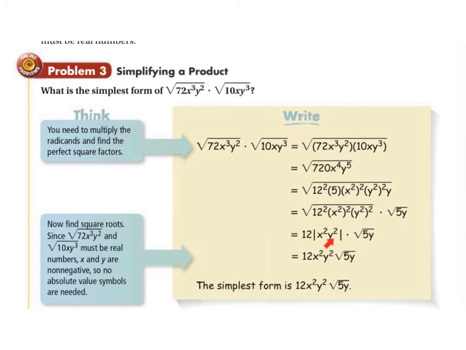Now, since we know that the index is even, you need the absolute value, but both of the things inside there are squared. There's no odd exponents. You don't actually need it again. You can throw it back away because the squaring takes care of any issues with negatives. So at the 12, x squared, y squared, and then the square root of 5y.